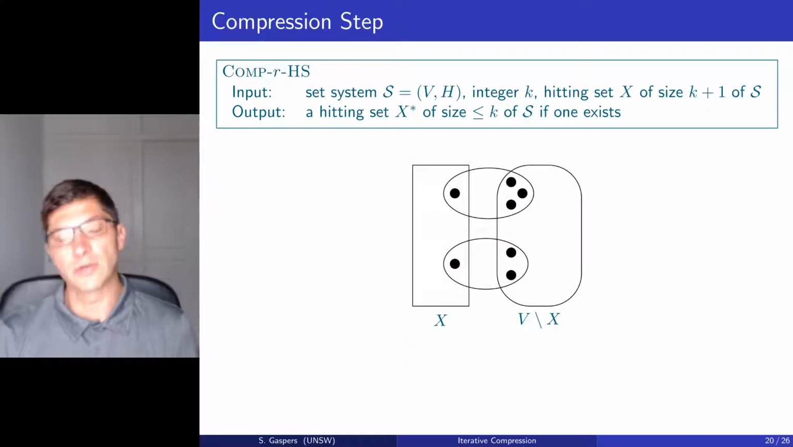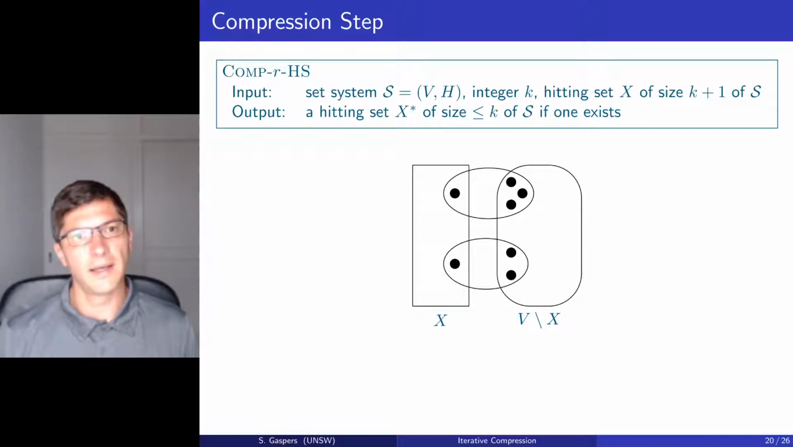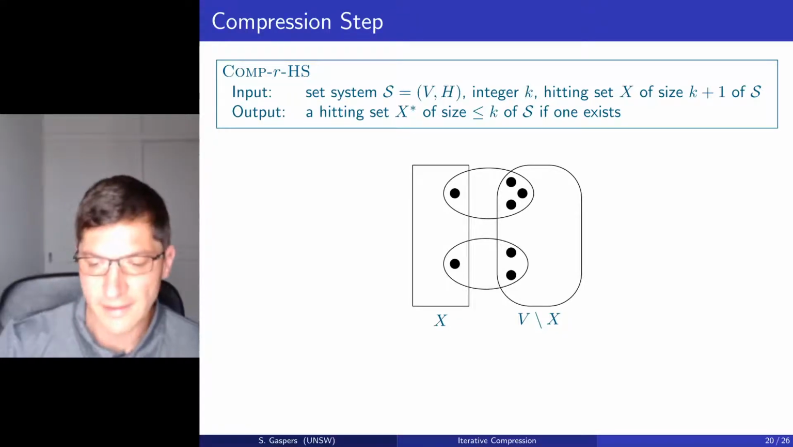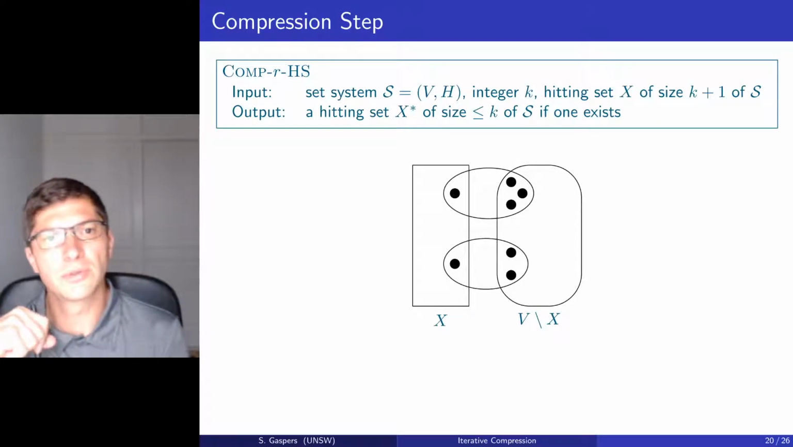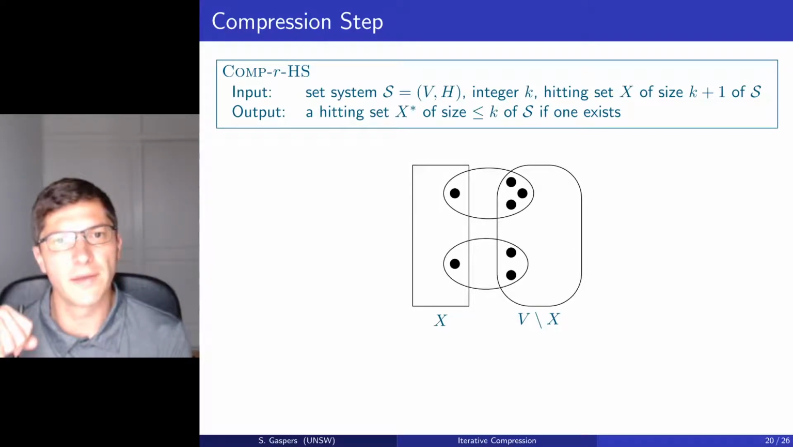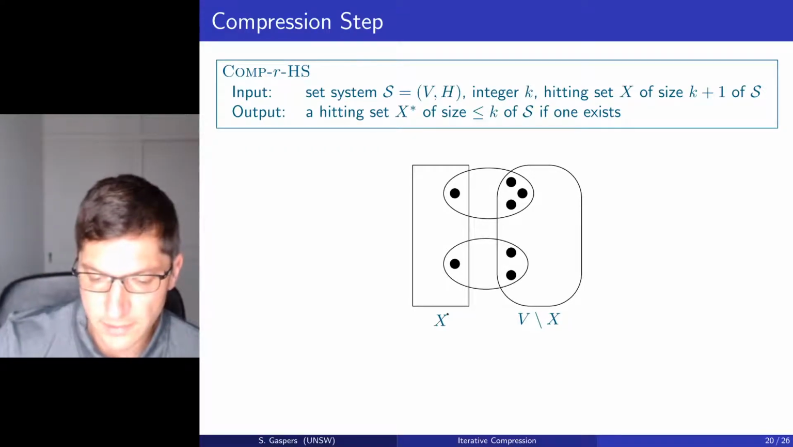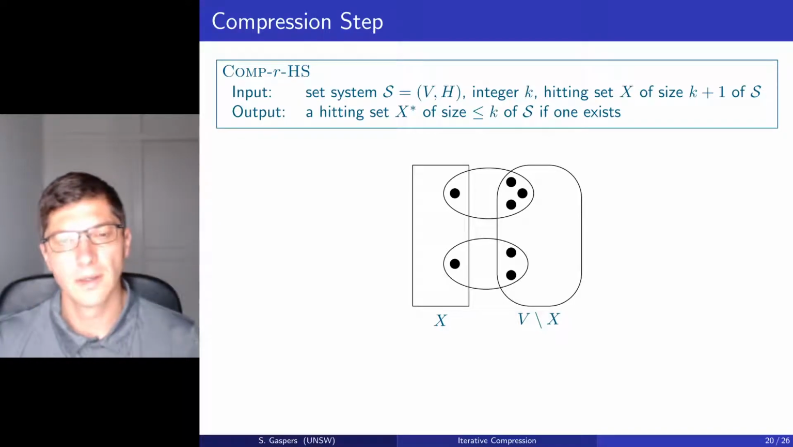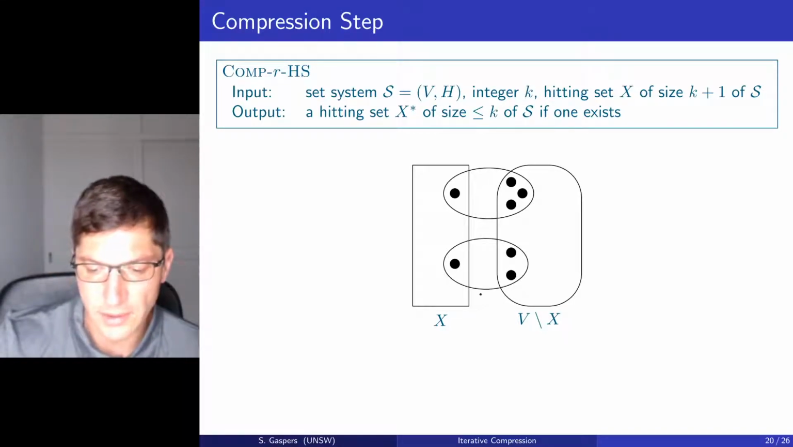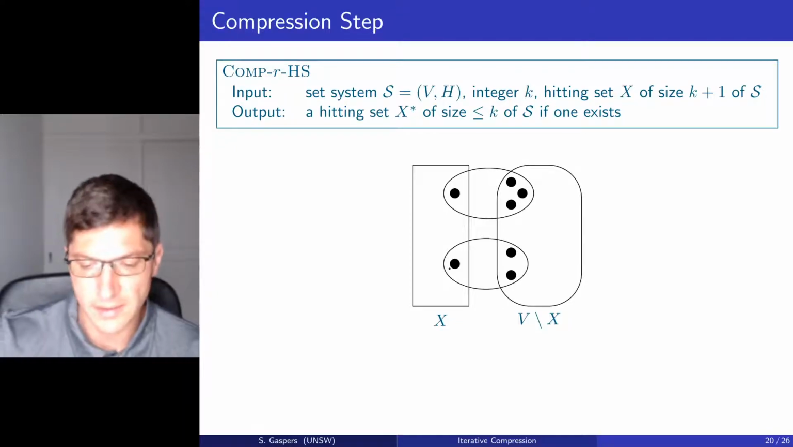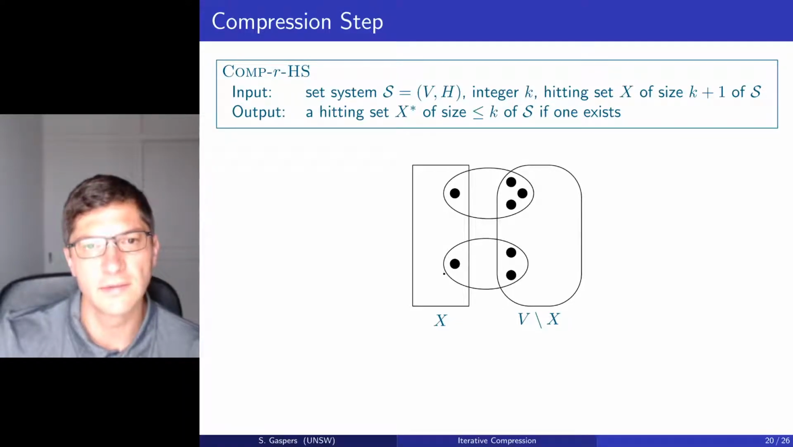And we are going to use iterative compression again. So let's look at the compression variant of the problem. We have a set system, an integer k, and also a hitting set x of size k plus 1 of the set system, and we want to compute a new hitting set x star of size at most k if one exists. We know that for every set in our set system, at least one of the elements is inside x.